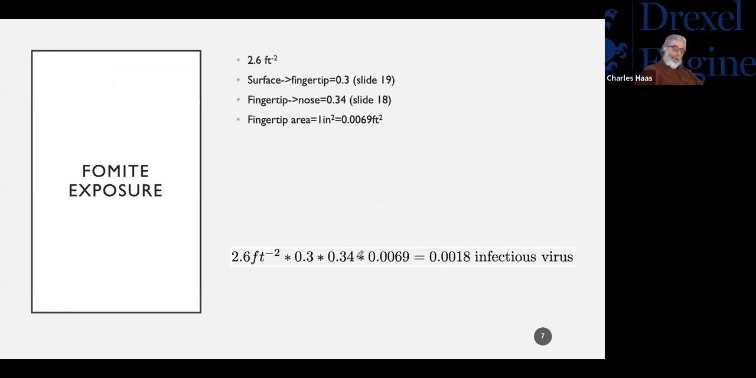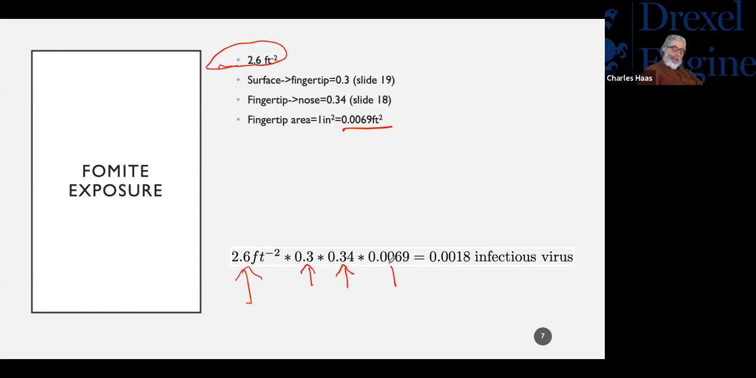Now for the fomite exposure, we start out with the number on the previous slide. From slide 19, a transference from surface to fingertips of 0.3. From slide 18, a transference from fingertip to nose of 0.34. We need to know the area of a finger. Let's use about 1 square inch, or dividing by 144 to get consistent units, 0.0069 square feet.